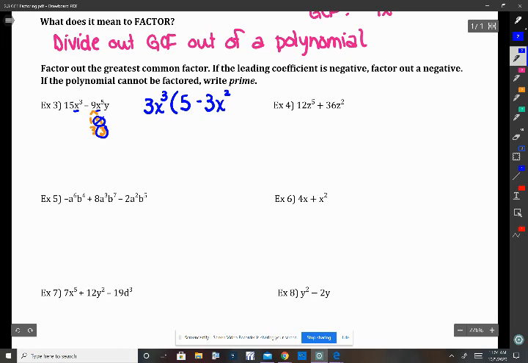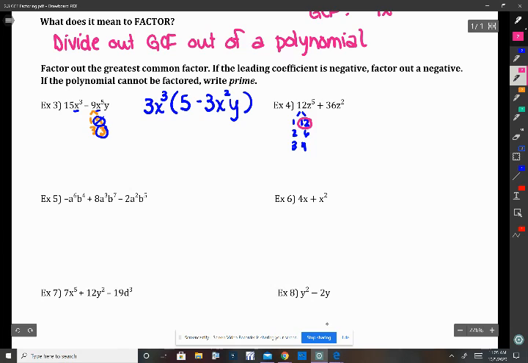And then the Y just gets tagged on because we haven't done anything with it. And this would be my answer. If I look at example 4, same idea. I'm looking for the factors of 12 and 36. 12 is smaller, so my factors are 1 and 12, 2 and 6, 3 and 4. And so I'm going to start with my bigger factor, which is 12.